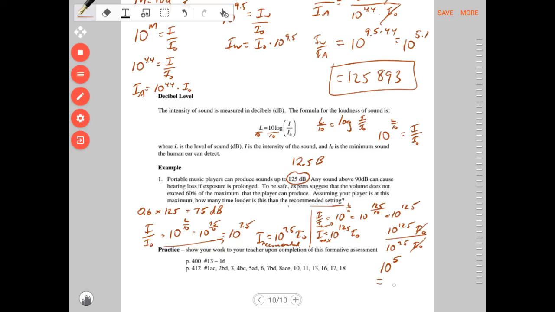Now, just for interest's sake, 10 to the 5 is 100,000. So our music player can play sounds 100,000 times louder than we're actually supposed to listen to. Crazy, but that's the idea. So we relate everything back to the intensity, just like we did with the earthquakes, and then divide the two to compare the two values.